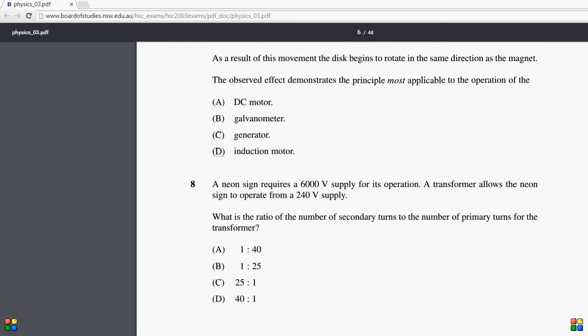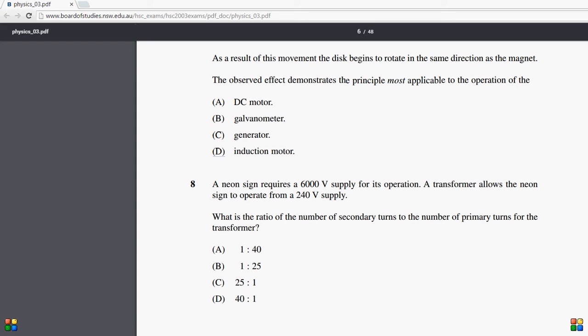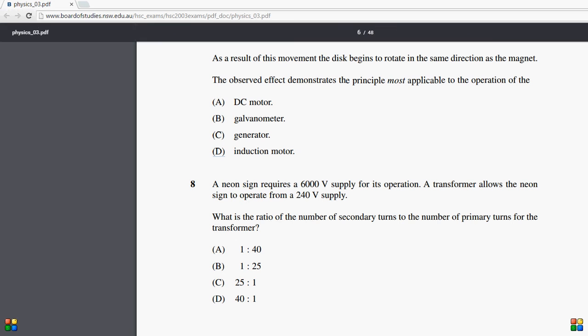Okay, so a neon sign requires 600 volts to supply for its operation. A transformer allows a neon sign to operate from 240 volts supply. What is the ratio of the number of secondary turns to the number of primary turns in the transformer? So since 240 volts is being stepped up to 600 volts, there needs to be more secondary turns than primary turns. So it can't be B or A. We can rule those out.